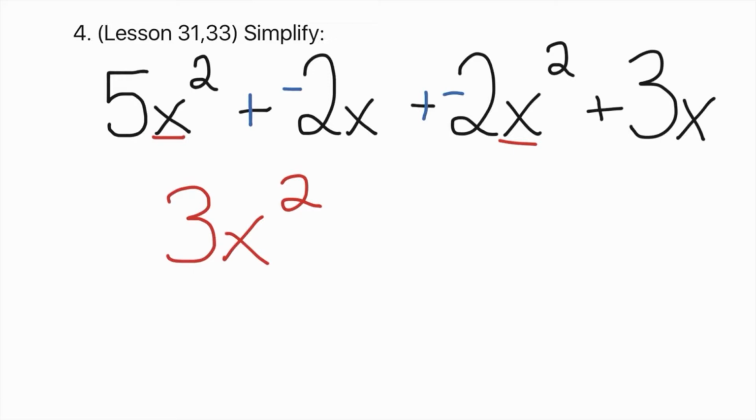Since they both have the variable x, they are like terms, and I can combine them. So we have a negative 2 and a positive 3. When those are added together, it gives me a positive 1. So we just put plus x. I don't need to put the 1 in front of the x because it's implied that that's a 1 in front of there. And that is as far as we can go. We cannot combine these two terms because they are not like terms.